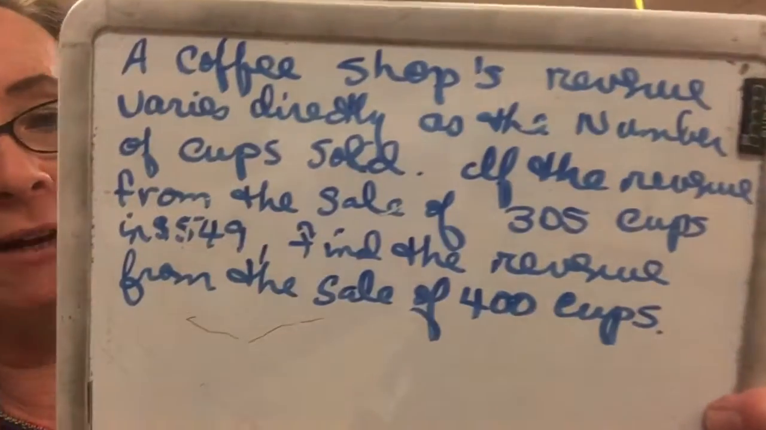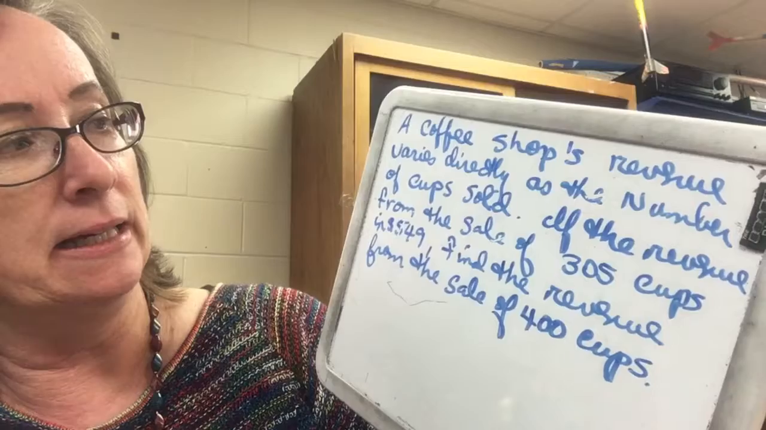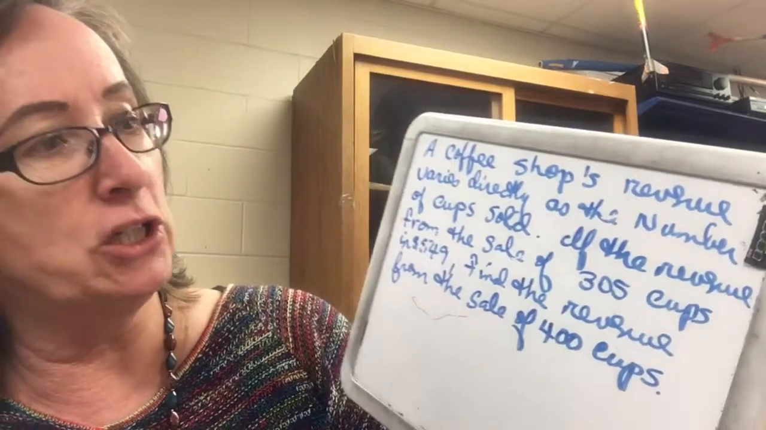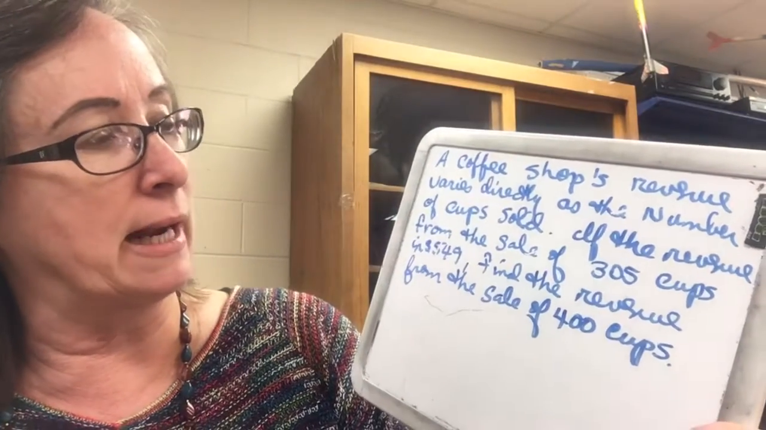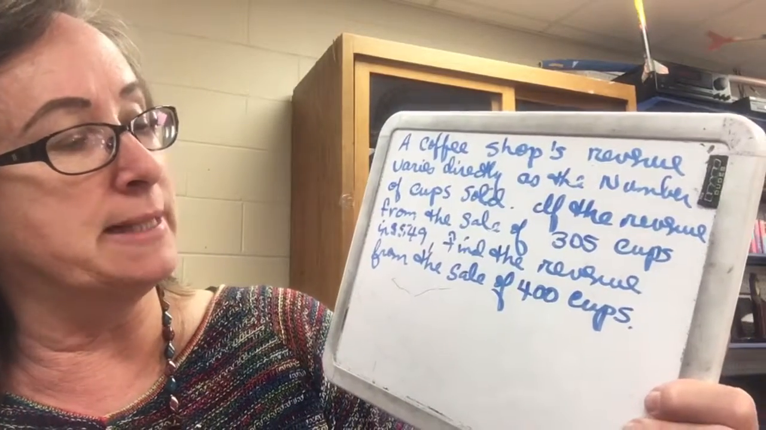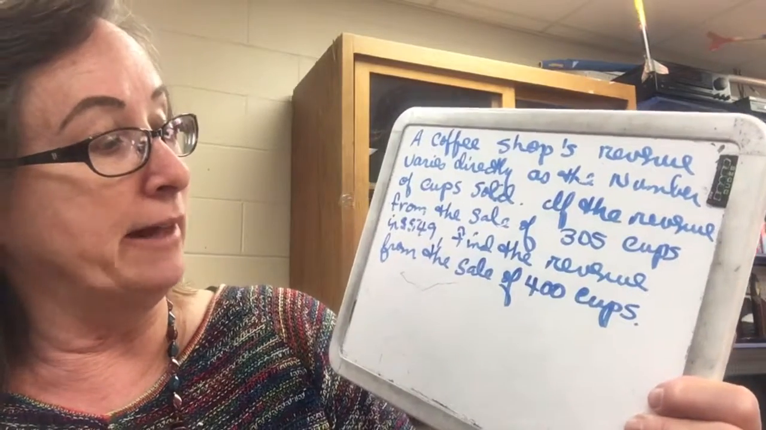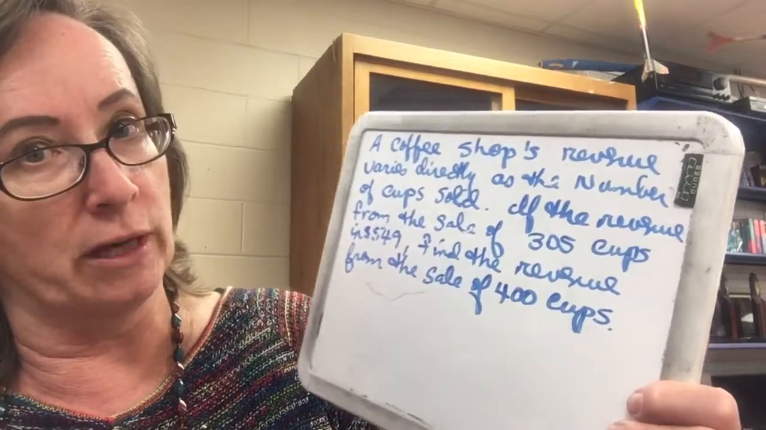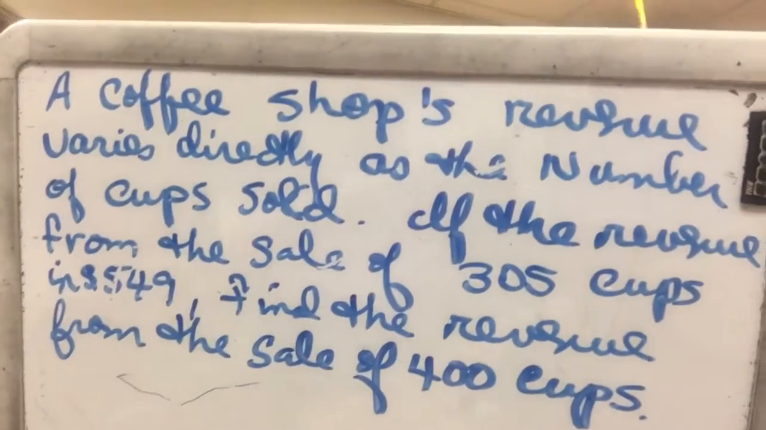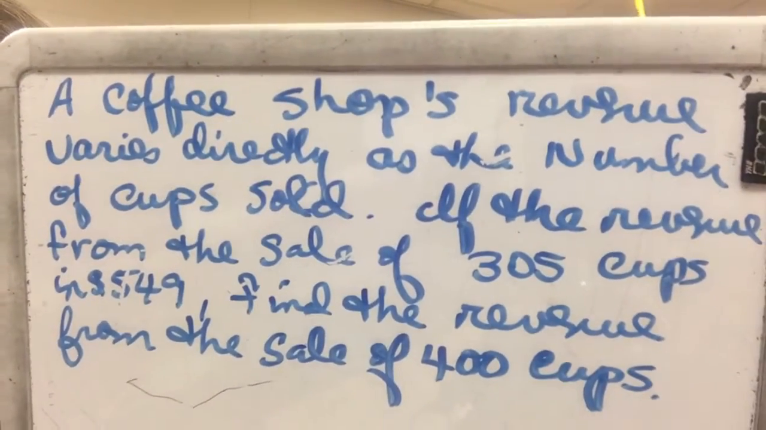All right, so now here is another one, and this one says varies directly. A coffee shop's revenue varies directly as the number of cups sold. If the revenue from the sale of 305 cups is 549, find the revenue from the sale of 400 cups. So this one is pretty straightforward, but it was a lot of words to copy down. You've got to give me that.